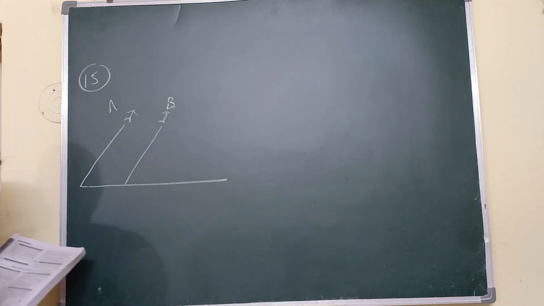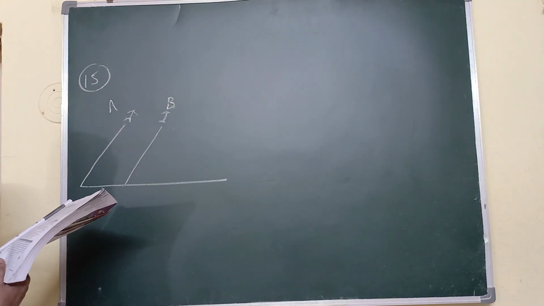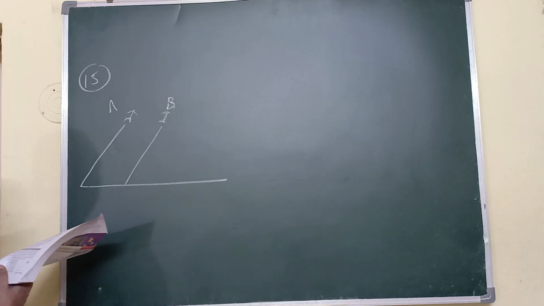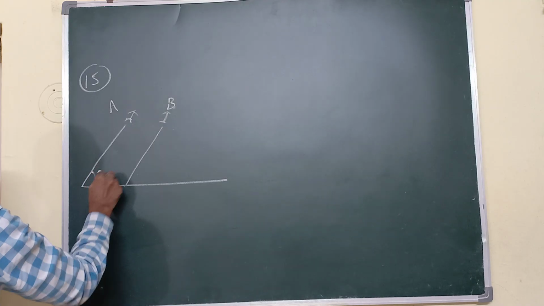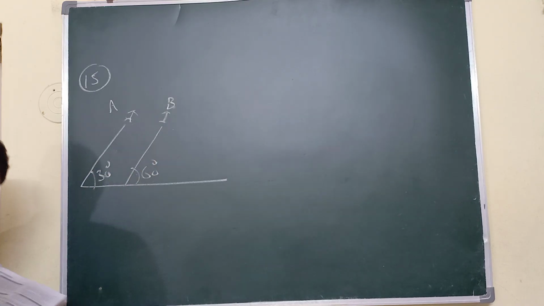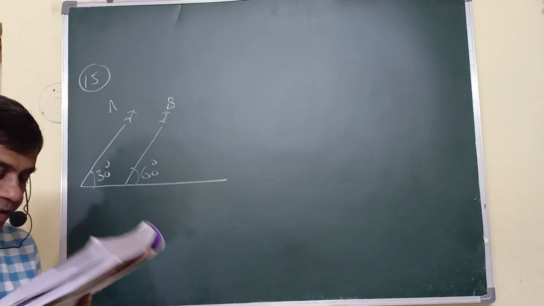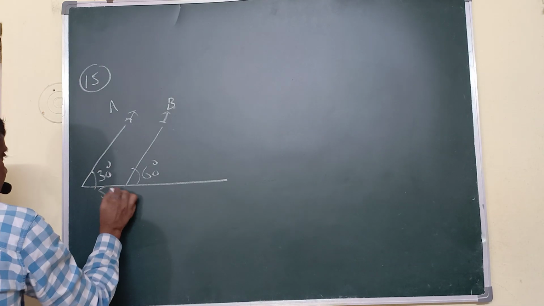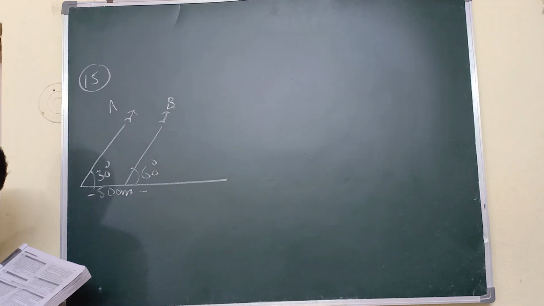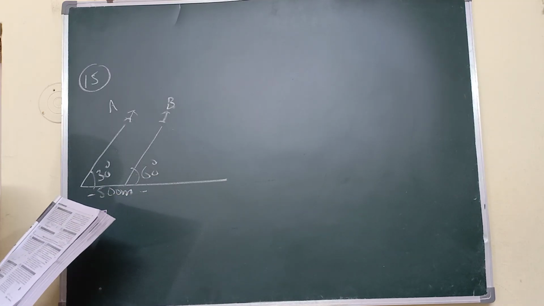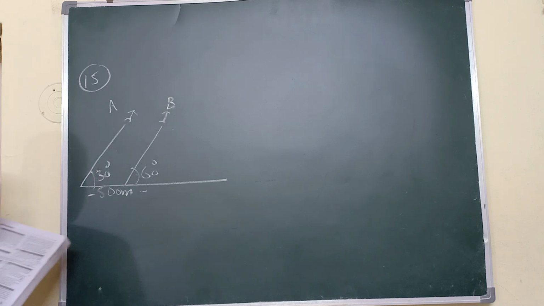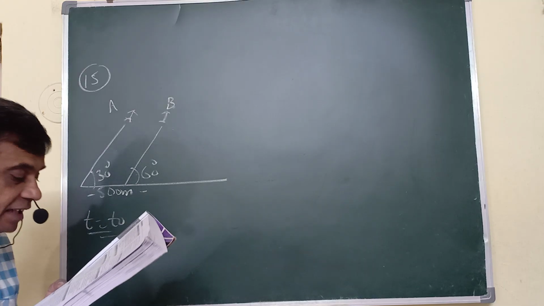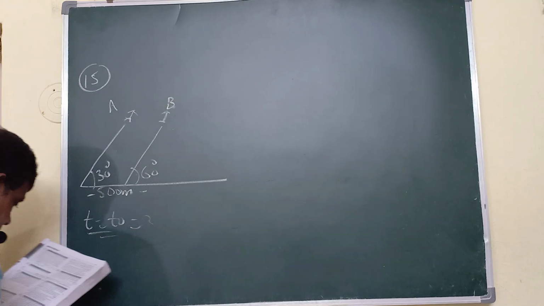So here these two planes are making an angle of 30 degrees and 60 degrees with horizontal. The first one is making 30 degrees and the second one is making 60 degrees. The distance between these two is 500 meters at time t equals 0. After time t equals t naught, these two are colliding and escaping. So the colliding time is what he is asking.